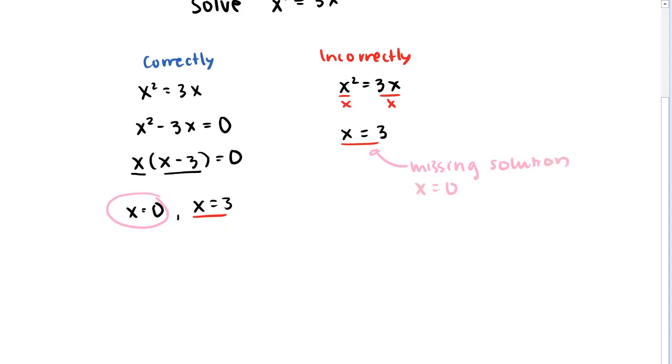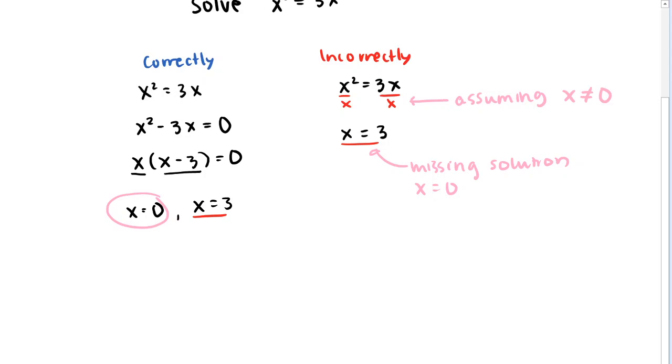And so why are we missing the solution that x is equal to 0? Well, when we divide by a number on both sides of the equation, we're assuming that that number is not 0. Division by 0 is undefined, so just by trying to divide, we're already making an assumption that the number we're dividing by is not 0. So here we're assuming x is not equal to 0 to perform this division.